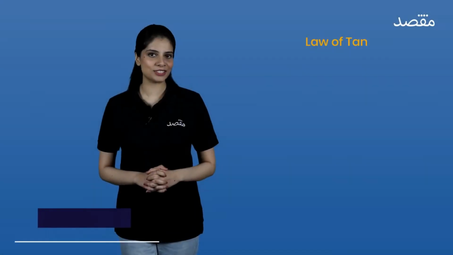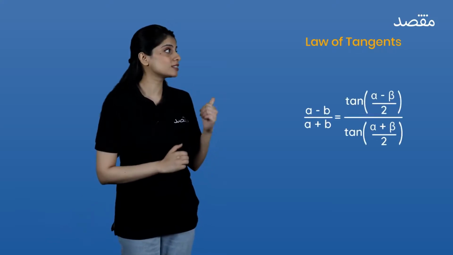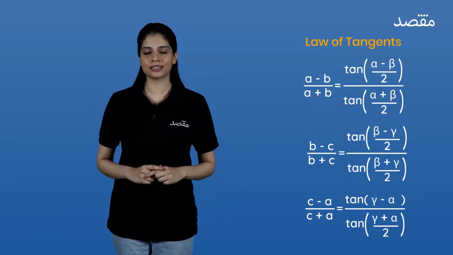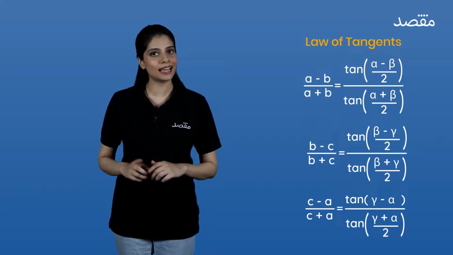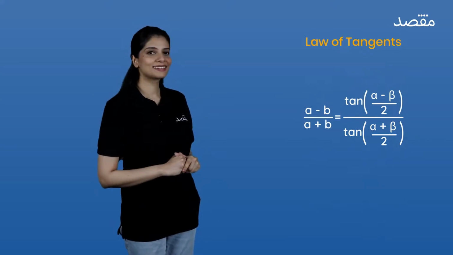Let's see the law of tangents. For any triangle ABC, the law of tangents looks like this. Again, हमारे पास इसके 3 versions हैं because we're going through all sides and angles. So let's see how we get this equation.